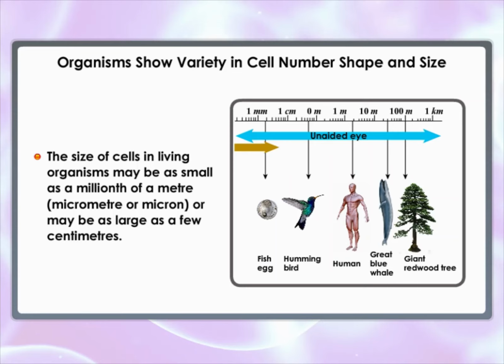The size of the cell is related to its function. For example, nerve cells, both in elephants and rats, are long and branched. They perform the same function, that of transferring messages.